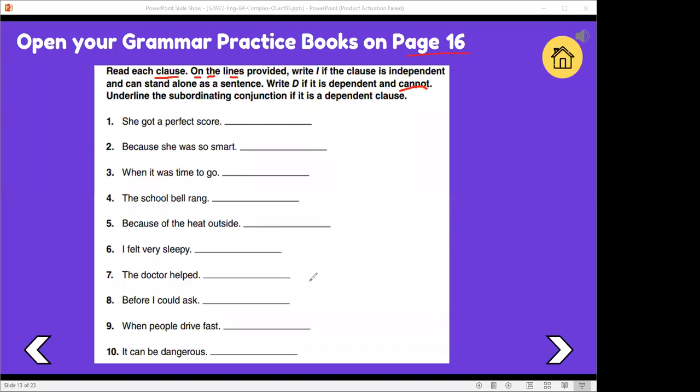Okay, yalla, solve for us the first one, please. She got a perfect score. Independent. So what do I write here? I. Thank you, Rev. Amazing.